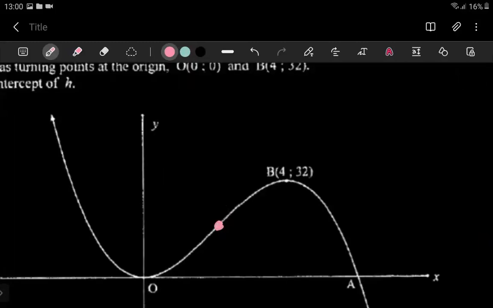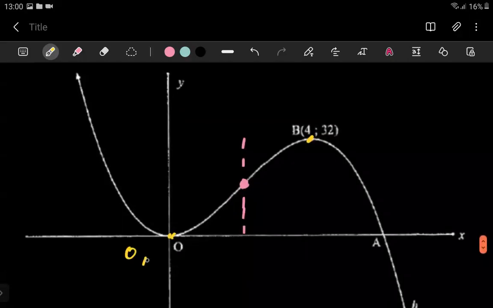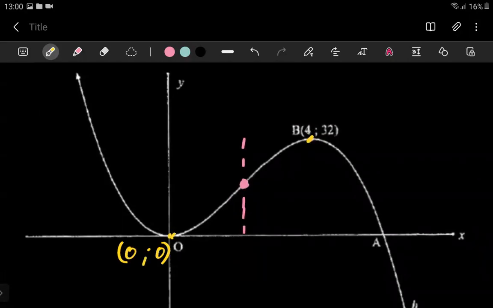Remember, the point of inflection is a point that splits the graph directly in half. It's literally in the middle of the graph. If you compare these two x values, the point of inflection is literally the midpoint of these two. This is 0 and 0, and this is 4 and 32. If you get the midpoint of these, you will have your point of inflection.